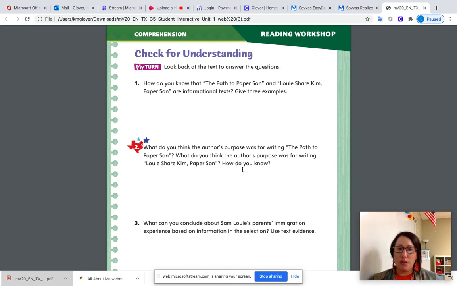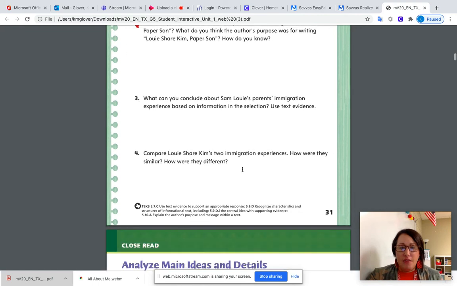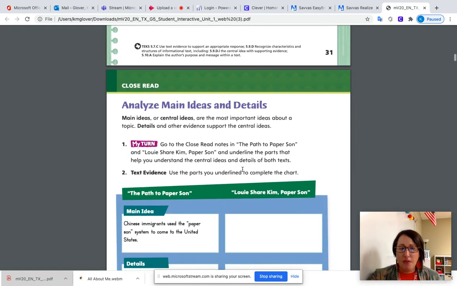So, how do you know that the Path to Paper Sun and Louie Cher Kim Paper Sun are informational text? Give 3 examples. Okay. So, how you could recycle this question, and you can shorten it up a little bit. Okay. You could say, I know that these texts are informational because, and give me 3 reasons. Okay. But I took the question, I reworded it, I made it a part of my answer. And when we do that, we're going to guarantee that we write in a complete sentence. Okay. Don't forget about your capital letters. Don't forget about your punctuation. Okay. I think that's all that I want to share with you at the moment.